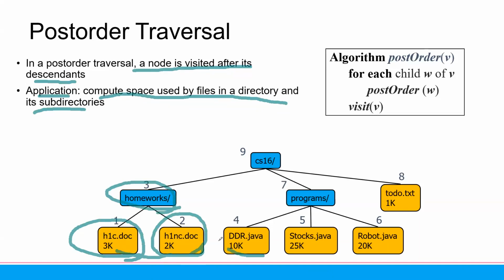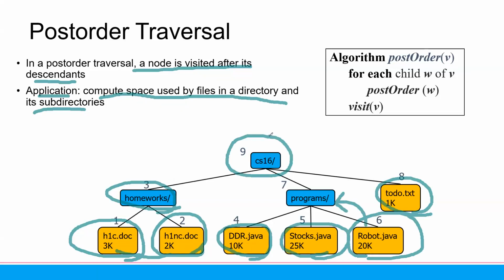After you have this one, you will go to the next document in another folder. You will go to the other documents, and then you will accumulate them into one folder. And then you will check another document, and then you will combine all those into one folder. So you can see how much space you consume in this directory. And we can have this kind of algorithm. We call it post-order. So for each child W of V, we will do post-order, and we will check if we visit the node or not.